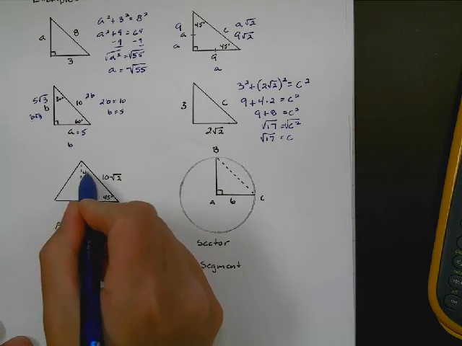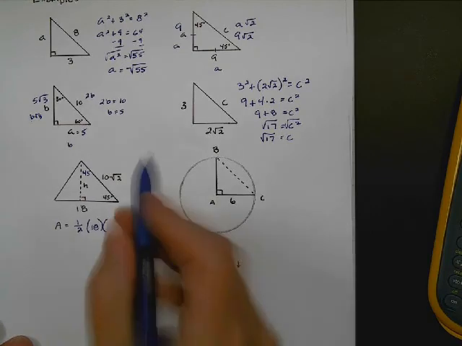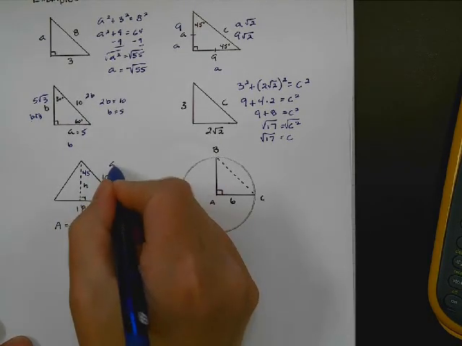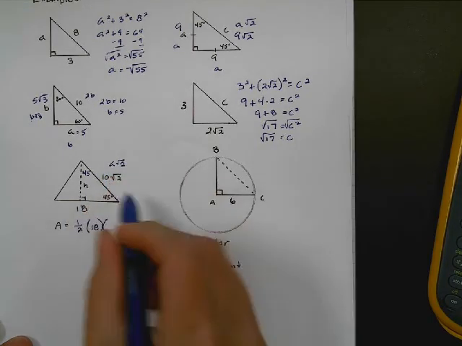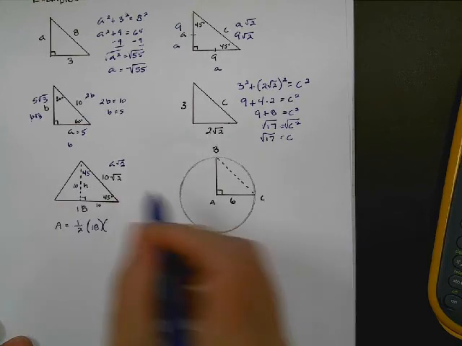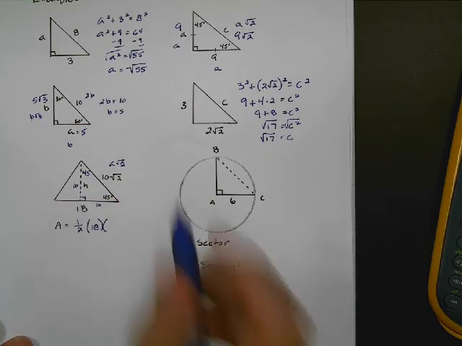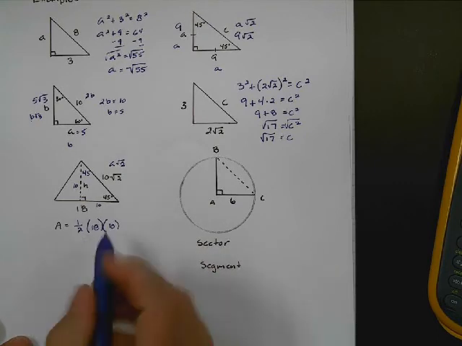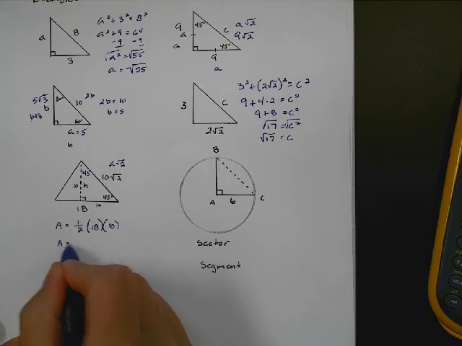45, 45. So what we have here is a 45, 45, 90 triangle. Remember, this is the a root 2 side. So if this is 10 root 2, this side is 10, and this side is 10 in the 45, 45, 90 pattern. So this would be 1/2 of 18 times 10. Half of 18 is 9, and 9 times 10 is 90.